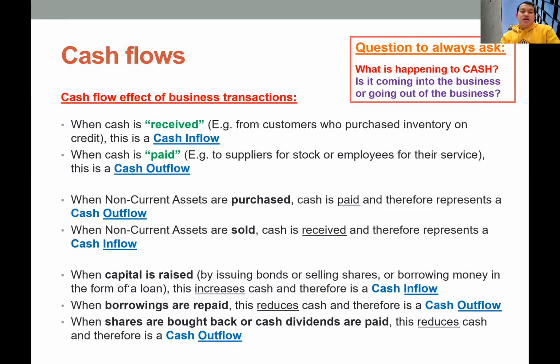So the question that you have to keep in mind while preparing the cash flow statement is: what is happening to cash? Is it coming in or going out of the business? If you see a cash outflow, it means the cash is going out, like cash being paid to suppliers or employees or any other stakeholders. If non-current assets are purchased, the cash will be decreased, and if they are sold, the cash will be increased. So just follow the money when preparing this statement.